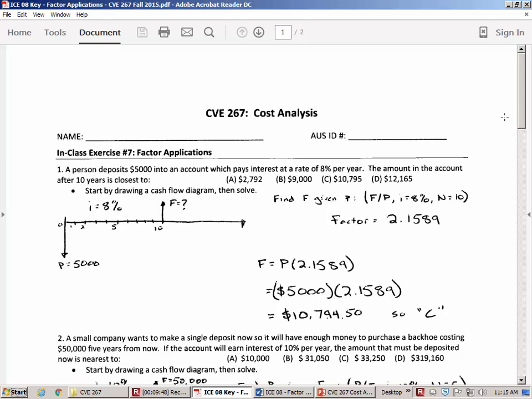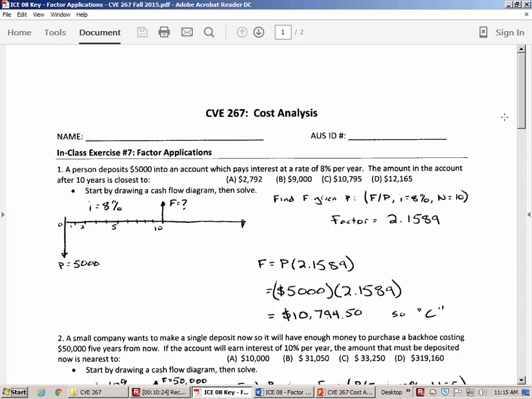Okay. If it says in the problem statement that it compounds monthly, then you'd need to find something different than N equals 10. But if it doesn't say anything in the problem statement about how often it compounds, you can assume annual compounding. Yeah, so what if it was monthly? If this was monthly compounding, N would be 120. And I, we would have to change from 8%. I would be 0.08 divided by 12.